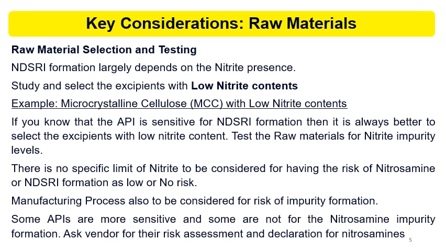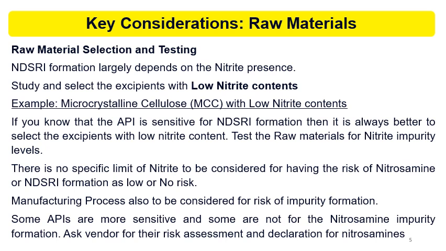As we know, nitrosamine formation is triggered by some favorable conditions like nitrite presence. NDSRI formation largely depends on the nitrite presence. Also, acidic conditions and some contamination. These conditions increase the chances of NDSRI formation, and the small impurities also get formed. So an important consideration here is to study and select excipients with low nitrite content. An example is microcrystalline cellulose, which is nowadays available in a low nitrite grade. You can select that excipient if you have a problem of nitrosamine impurity in your product.